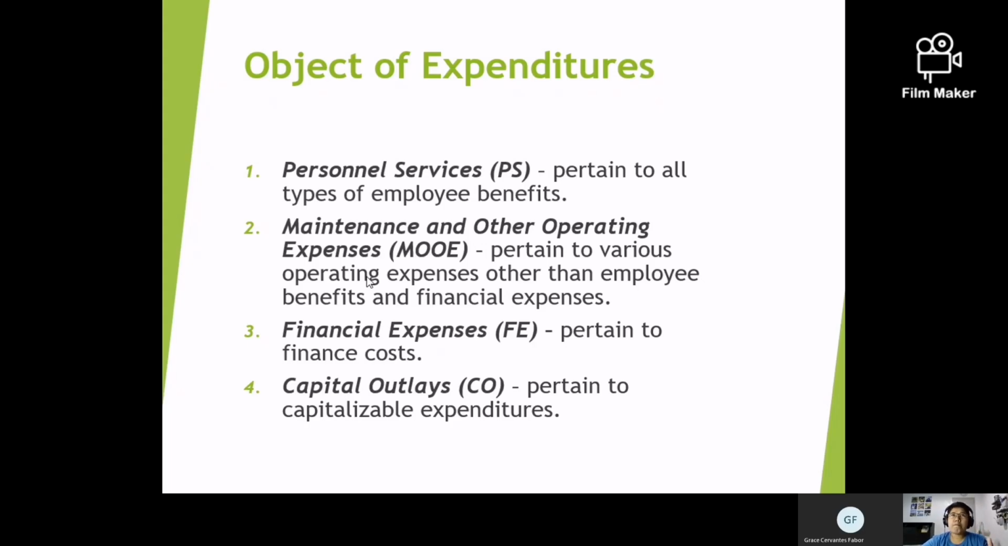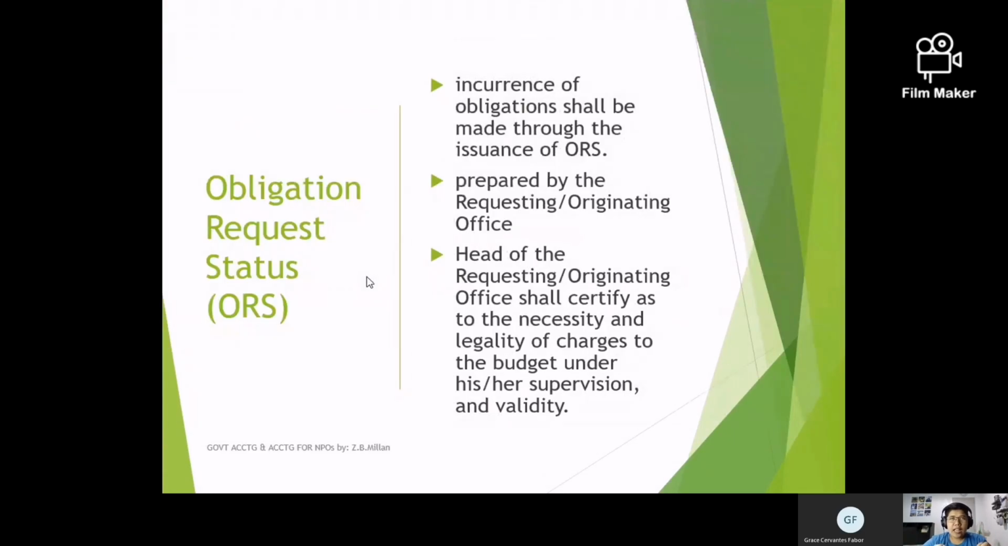Another form na ginagamit ng government in terms of monitoring disbursement and budget is what we call obligation request status, or ORS. Incurrence of obligation shall be made through the issuance of ORS. Ano ibig sabihin? Each obligation, isang ORS.